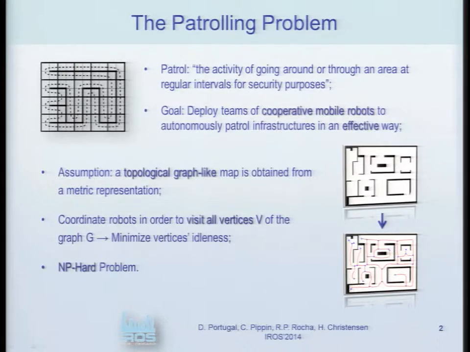The patrolling problem finds application in surveillance, waste cleaning and monitoring, computer systems, defense and civilian applications. Using robots in these scenarios is advantageous since they have the ability to safeguard human lives. So we'll have the assumption of a topological map, which is extracted from a metric representation and is represented using a graph. So then our problem becomes to coordinate the robots in order to visit all the vertices of the graph while minimizing the idleness. This has been shown in the literature to be an NP-hard problem.